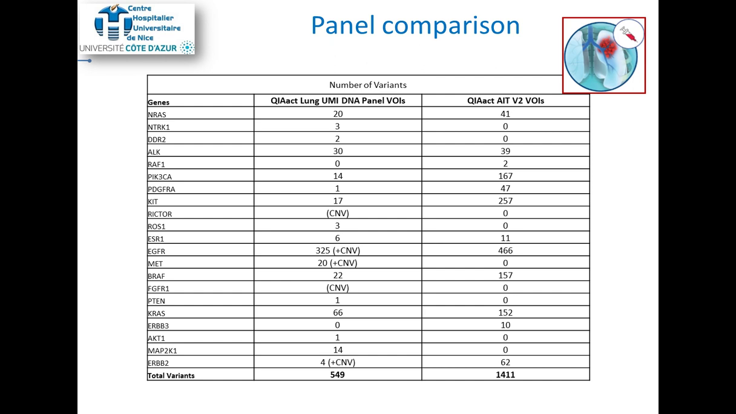So this table shows the number of variants detectable according to the UMI DNA panel and to the QIAact AIT V2 panel. As you can see, all the genomic alterations of interest for lung cancer are present in both panels, with more variants detectable in the AIT V2 panel.